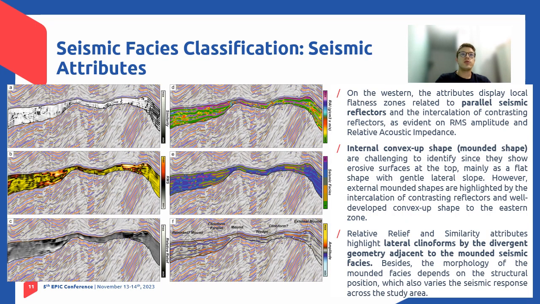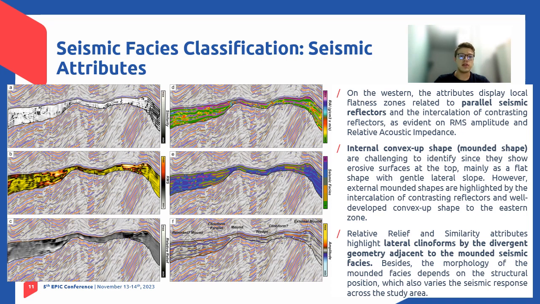Now I'm going to show you some characteristics that help us to identify the seismic facies. In this case, we use several attributes, for example, RMS, similarity, relative acoustic impedance, the unsupervised neural network to classify the seismic waveform, and seismic relief, in this case, that help us to highlight the morphologies.